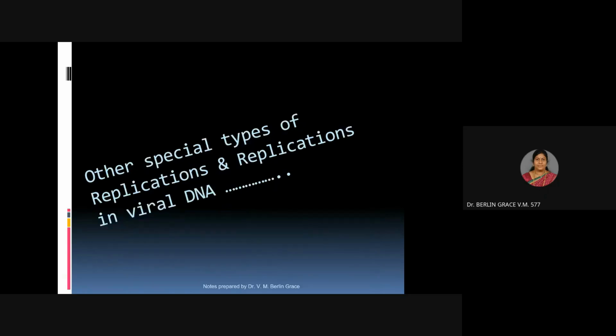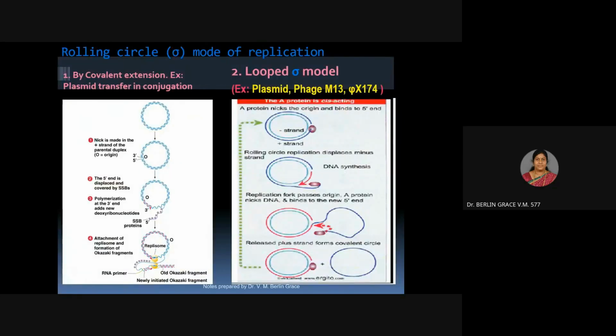Other special types of replication. In viral DNA, we have sigma replication by covalent extension. Here a nick happens and that strand will be displaced, and the displaced strand acts as the template for leading strand synthesis, and opposite to that lagging strand synthesis occurs. If we don't want double strand, the lagging strand synthesis is not required, then a protein will bind at the end of the nicked portion and it will loop back so that the lagging strand synthesis will be avoided. Examples are given for this looped sigma model also.